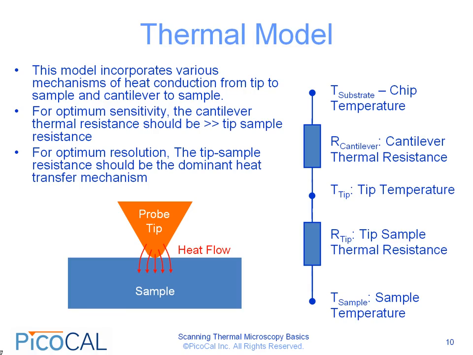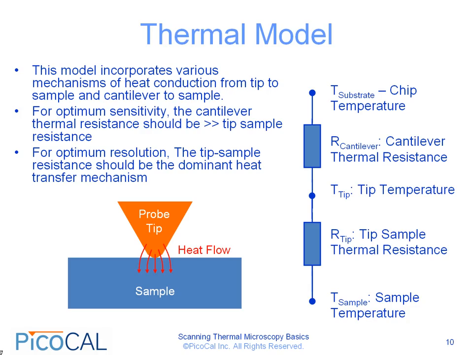A simple thermal model can be used to account for the various types of heat transfer mechanisms between the probe tip and the sample, and the cantilever and the sample. This model consists of an electrical equivalent circuit with three nodes representing the chip temperature, the tip temperature, and the sample temperature, respectively. They are separated by two resistances representing the thermal resistance of the cantilever and the thermal resistance of the tip-sample interaction.